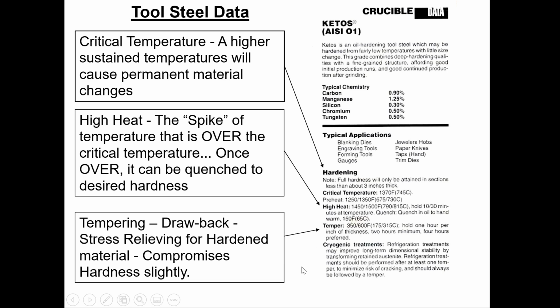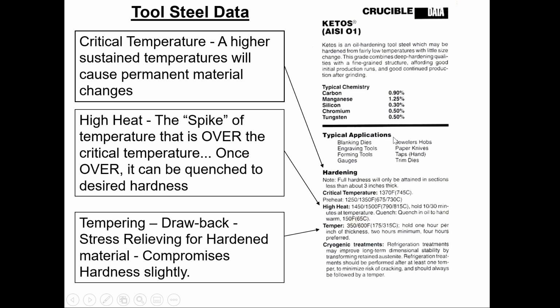So I have in front of me the data sheet from a tool steel book. This particular one is from a company called Crucible. What I want to go through here is a procedure that's being used to do this. So this is for American Iron and Steel Institute O1, which is an oil hardening steel. It requires quenching in oil to give us the hardness we need.